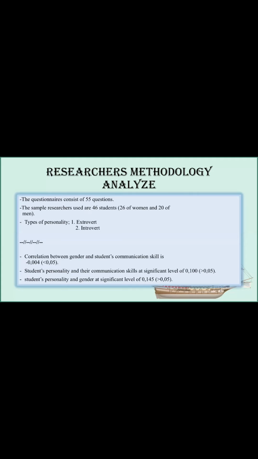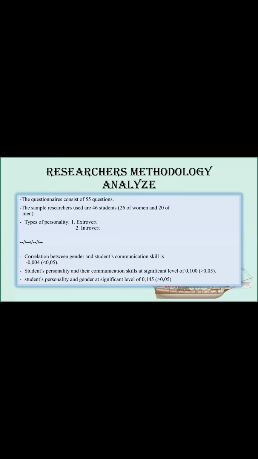Furthermore, the correlation between gender and students' communication skill was negative 0.004 or less than 0.05. Students' personality and their communication skills at significant level of 0.100 or more than 0.05, and students' personality and gender at significant level of 0.145 or more than 0.05.